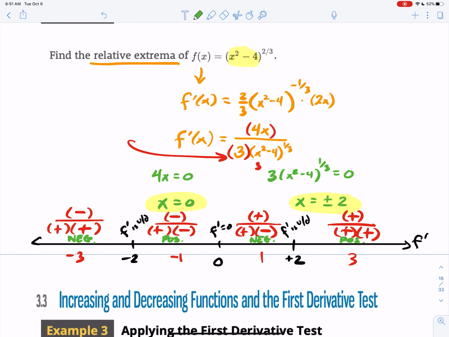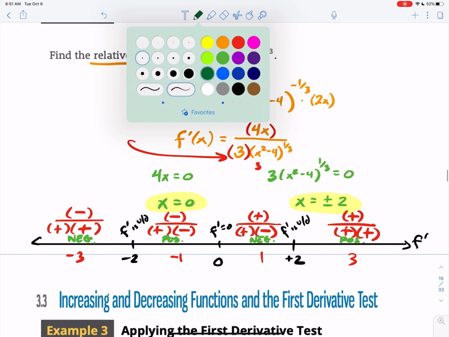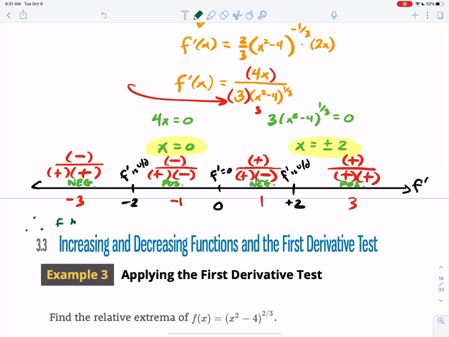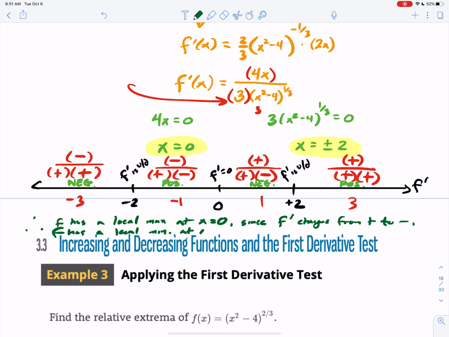Find the relative extrema. Okay, so go ahead and make your conclusions, okay? Press play when you're ready. Therefore, f has a local max at x equals, so let's see, a local max would be at x equals 0, since f prime changes from positive to negative. F has a local minimum at x equals negative 2.